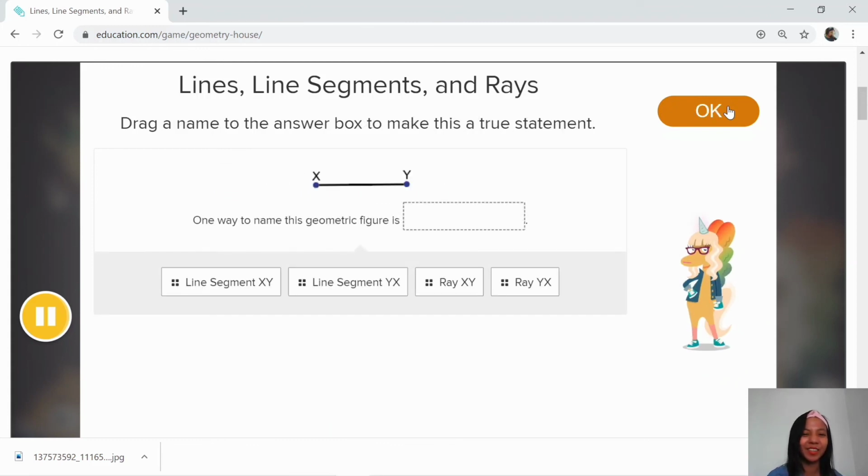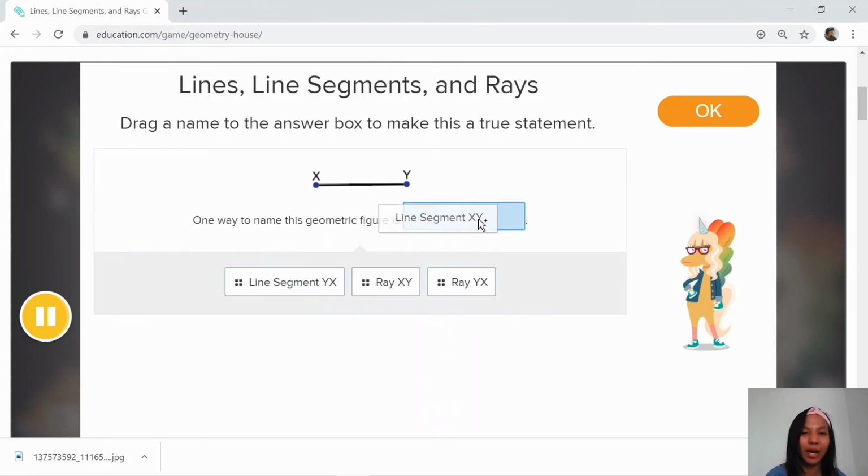Awesome. Next. What do you call this one? How are you going to name this figure? It's a line segment XY. X first and then Y.